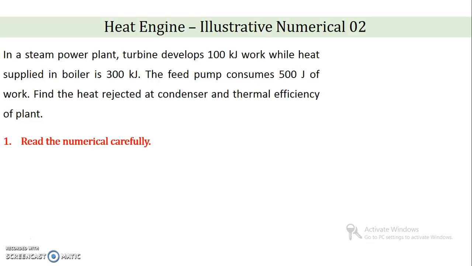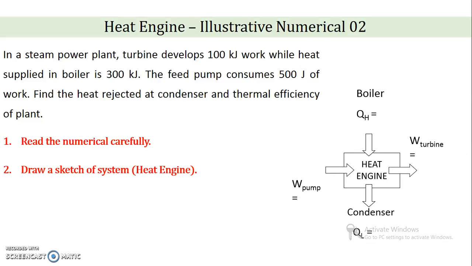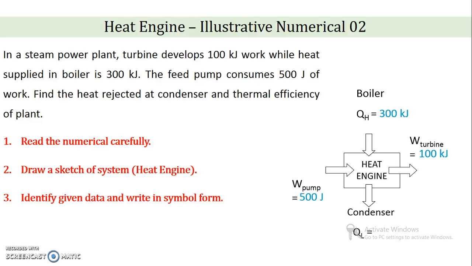Read the numerical carefully. Draw a neat sketch of the system. Here in this case it is a heat engine. Identify the given data and write it in symbolic form. QH, heat supplied, is 300 kJ, turbine work is 100 kJ, pump work is 500 joule. Here you will note that the pump work unit is joule, so there is inconsistency with the units. You have to convert that joule into kilojoule, so pump work becomes 0.5 kilojoule. Now we can proceed further.